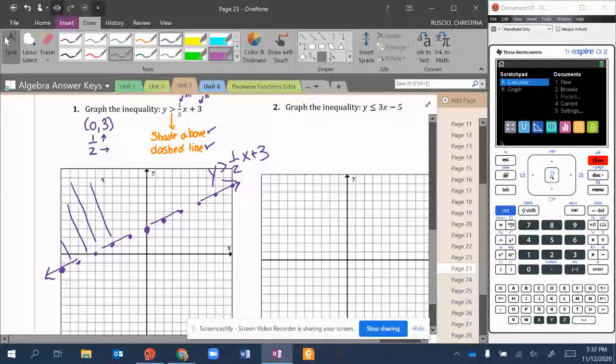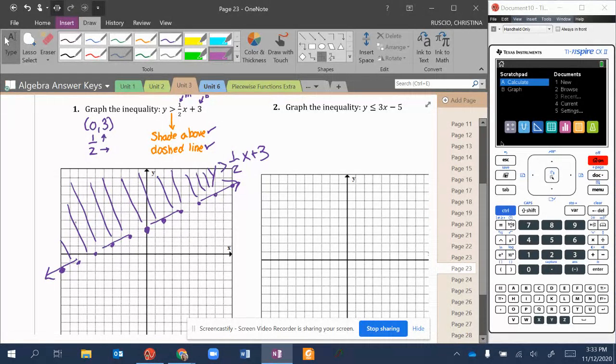Shade above. Notice how my shading isn't like coloring in every little box. Like, please don't do that. Do it almost like a perpendicular line, just like I've done here. Now we are done. But we can always use our technology to verify.